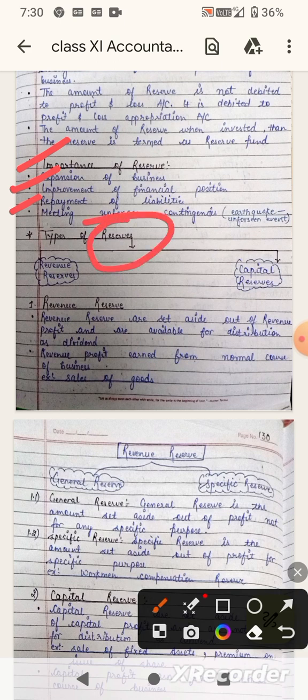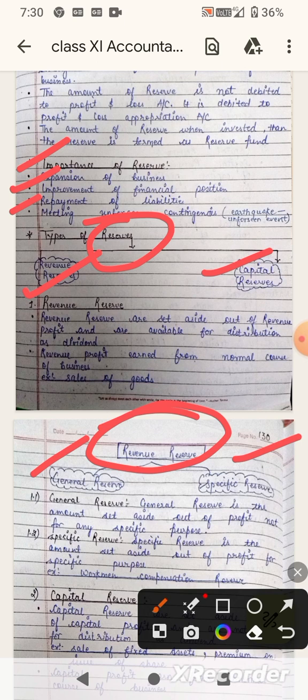Reserves can be of two types: revenue reserves, which can be created from revenue profits or day-to-day profits, and capital reserves, which can be made from capital profits. Revenue reserves are of two types: general reserves and specific reserves. General reserves can be used for general purposes, and specific reserves can be used for specific purposes like education, medical, etc.